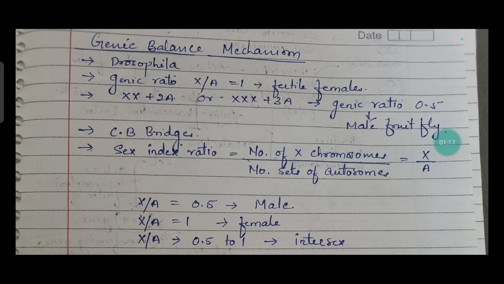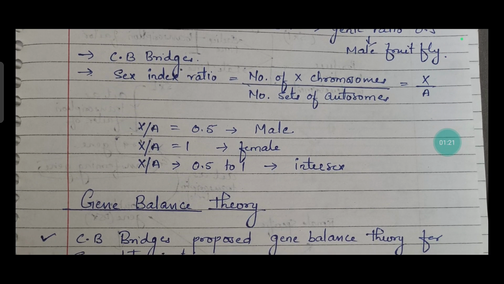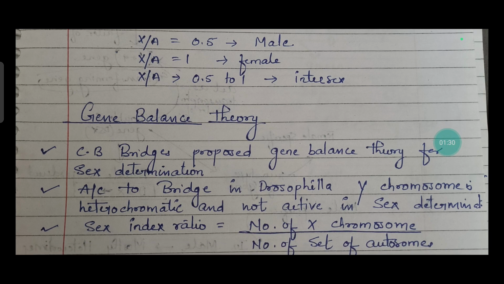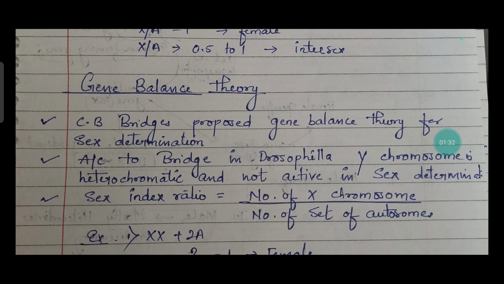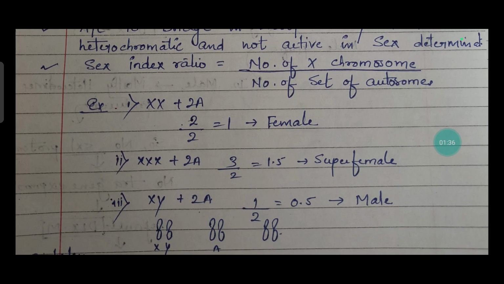So this mechanism, genic balance mechanism, is used in sex determination. So the first option is not correct. Yes, we can already know that. This is the explanation about the gene balance theory. So I'm taking a screenshot from my notes. This is the method by which we can determine this ratio.